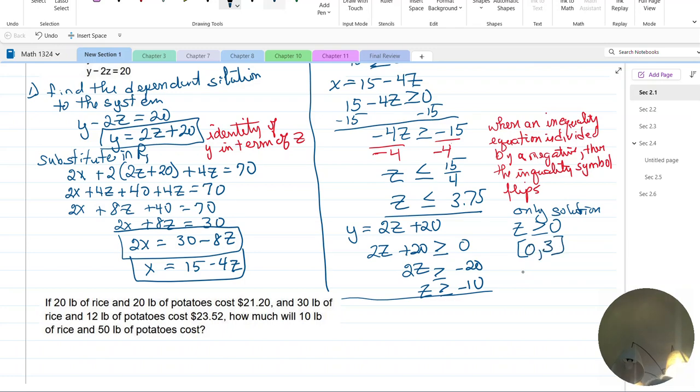Well, that means we have 4 solutions. The 4 solutions are the set of 0, 1, 2, and 3. That's where the 4 comes from, because it's inclusive of 0, and 0 is one of the solutions possible.